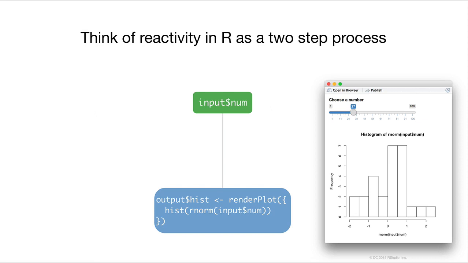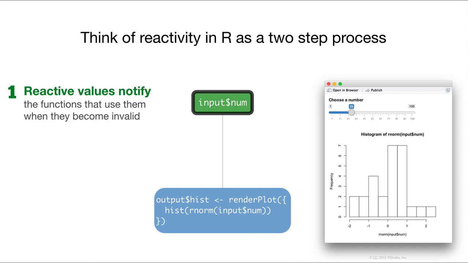When you change the slider, here we'll change it from 27 to 25, it changes the reactive value input$num, and then the reactive value does its job. The job of reactive values and reactivity is to notify things downstream that they've changed. So step one, the reactive value notifies the objects that depend on it that it has changed. And now its job is mostly over. It's time for the reactive function to do its job, or more precisely, for the object created by the reactive function to do its job.